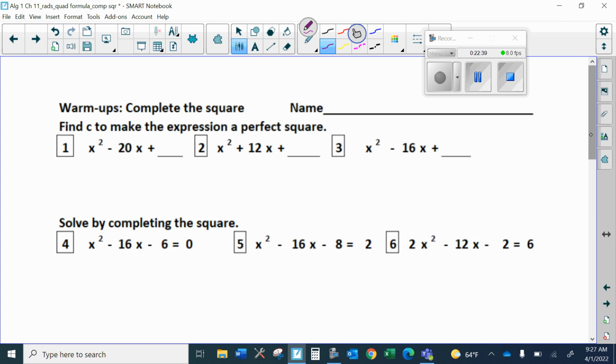Find C to make the expression a perfect square. That is going to factor into the same factor twice. Simple rule. First off, in the Algebra 1 level, most of the time you're going to deal with only coefficients of 1. Remember, when it's not there, it means it's 1.